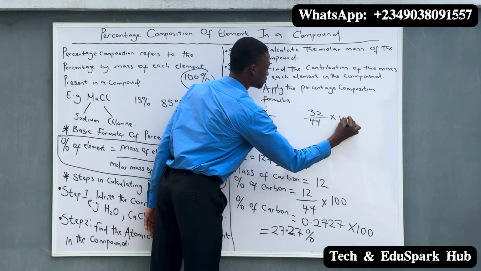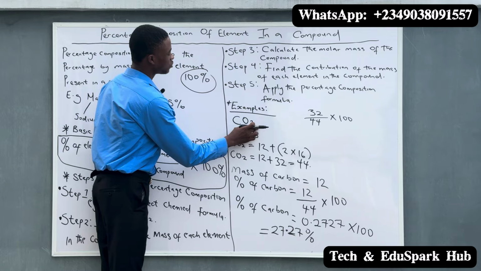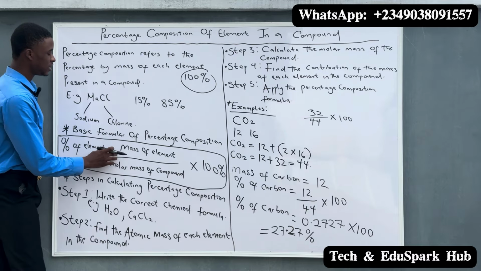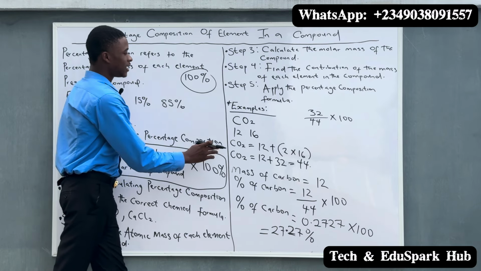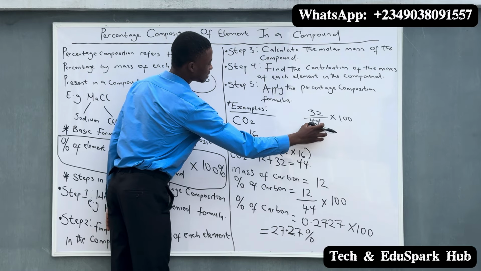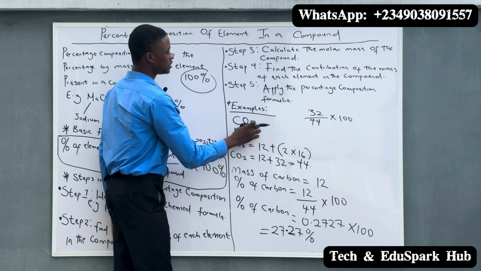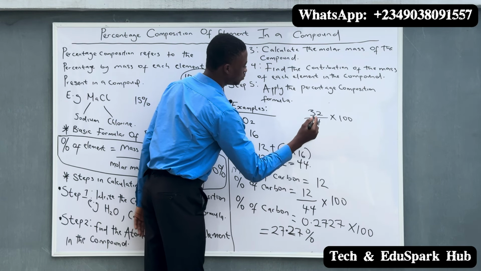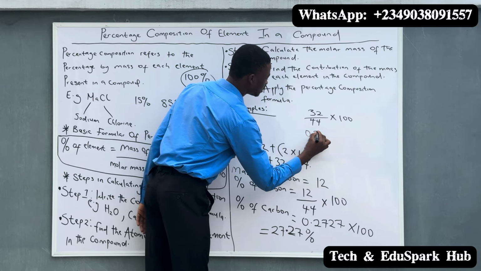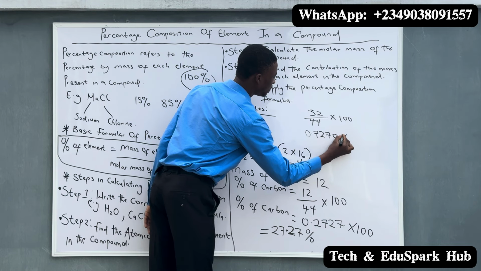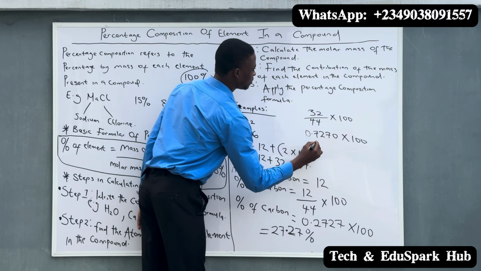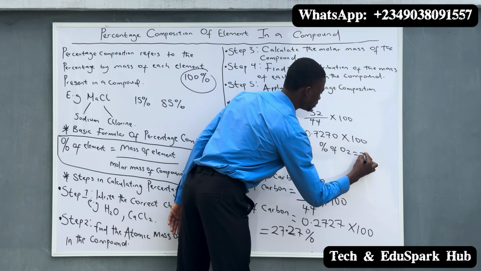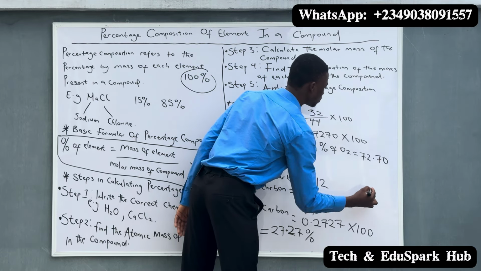multiplied by 100. So assuming we are asked to calculate the percentage composition of oxygen in this case, we are going to use the percentage composition of oxygen equal to the mass of oxygen divided by the molar mass. And that is why we have 32 divided by the molar mass multiplied by 100. So the percentage composition of oxygen will be given as 16 multiplied by 2, so we have 32 divided by 44 multiplied by 100. And when you divide this, you have 0.7270 multiplied by 100. So when you multiply this, the percentage of oxygen will be given as 72.70%.